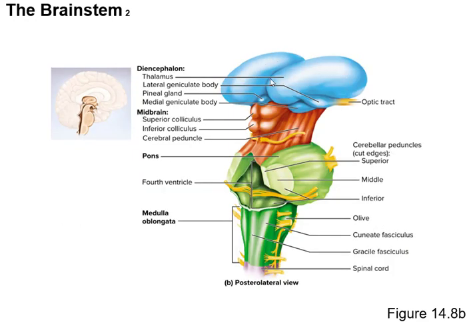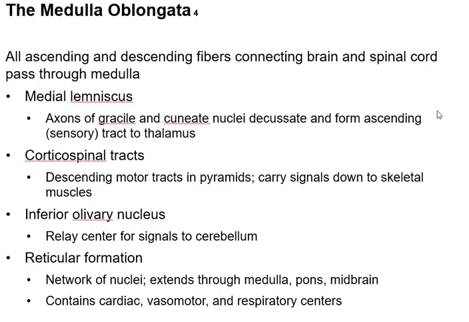Here's a side view so that we can see where the pineal gland is, however you pronounce it. And if you remember, if you follow the corpus callosum back, that's where you're going to find the pineal gland. All the nerve fibers that go from the brain to the spinal cord and from the spinal cord up to the brain have to pass through the medulla. And then you also have a relay center for signals going over to the cerebellum. And if you remember, the cerebellum is the part of the brain that gives you balance.